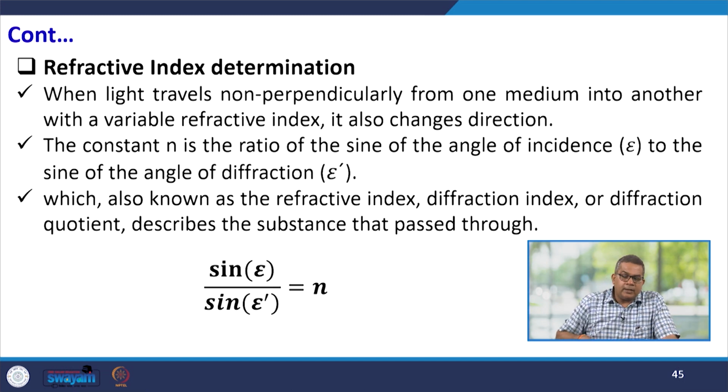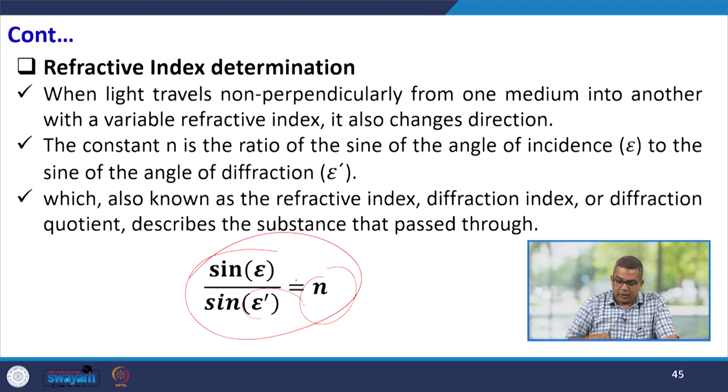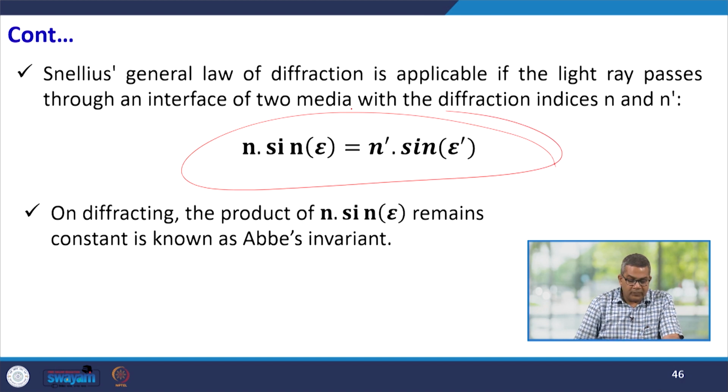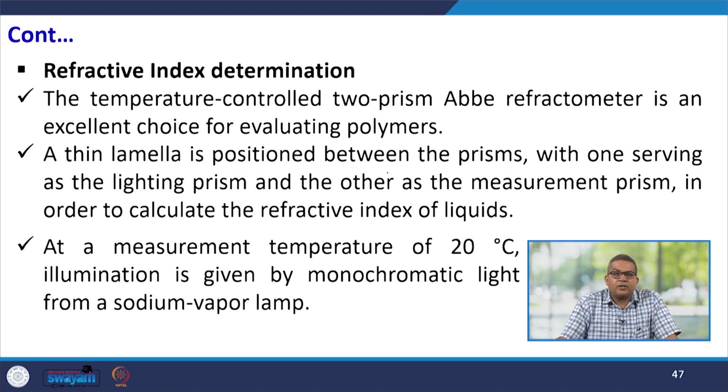The constant n in the ratio of the sine of the angle of incidence to the sine of the angle of refraction, also known as the refractive index or refraction quotient, describes the substance the light passes through. Now, there are several laws of refraction which apply when a light ray passes through an interface of two media with the refractive indices n and n prime. On refraction, the product n sine remains constant, and is known as the Abbe invariant.